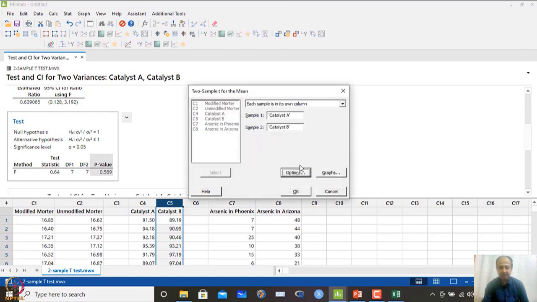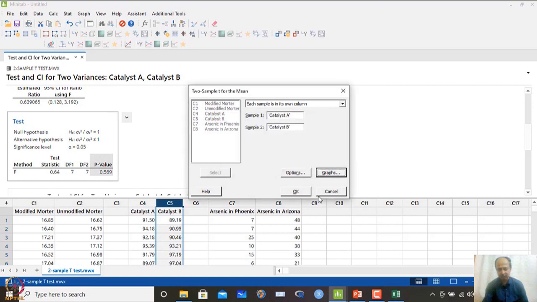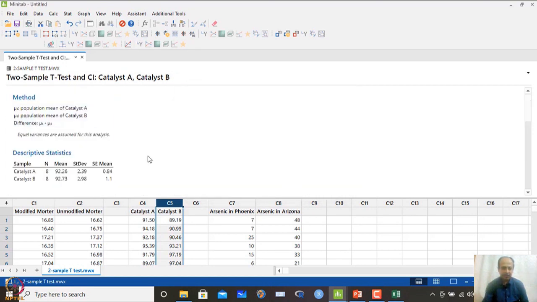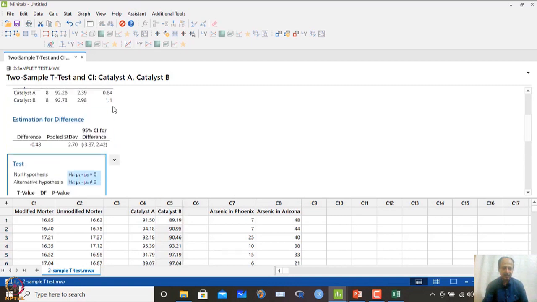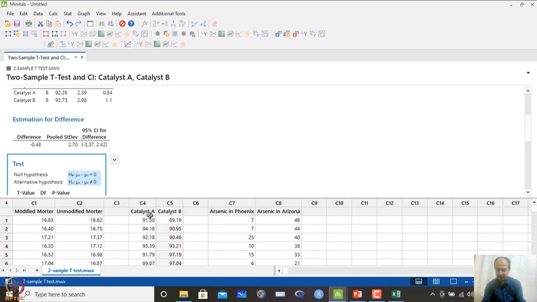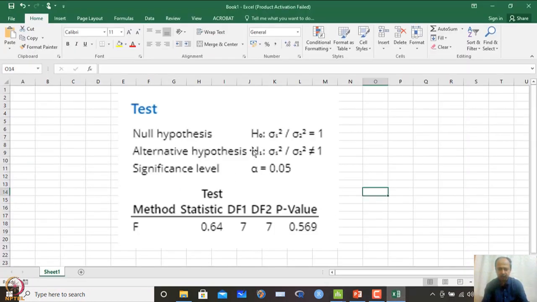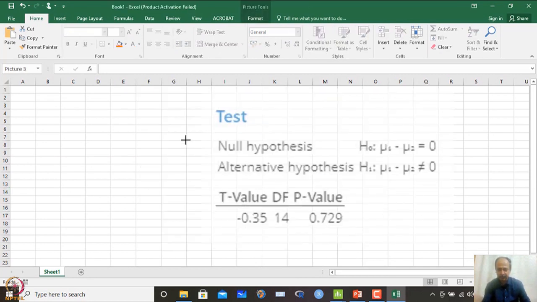In this case I will give okay. A box plot can also be seen over here, and I click OK. I will get some values and corresponding values here. If I copy this one, I can paste it over here. This is already done, so we can just enhance this.